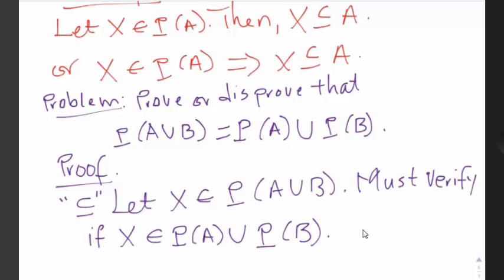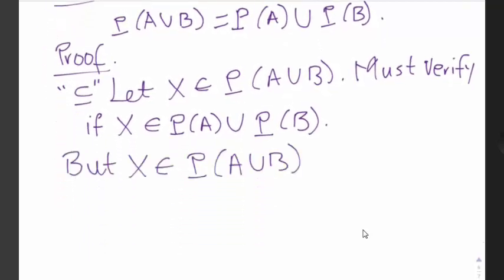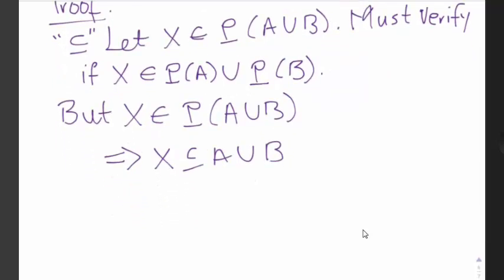Let X be an element of the power set of A union B. We must verify if X is also an element of the power set of A union the power set of B. But X, an element of the power set of A union B, by definition of power set, implies that X is a subset of A union B. If X is a subset of A union B, that means that X is either a subset of A or X is a subset of B. Remember, we are using the inclusive OR.